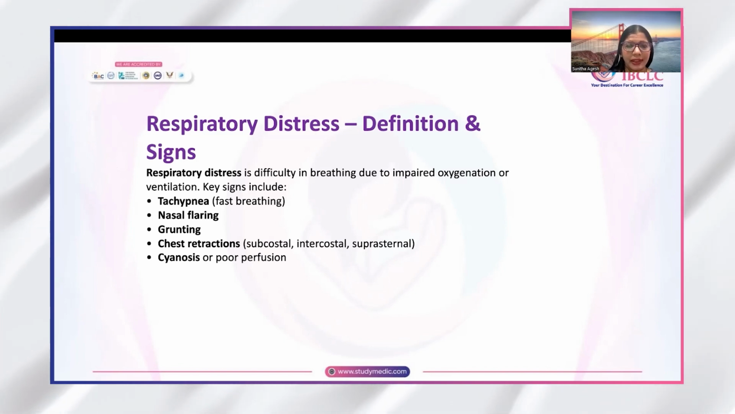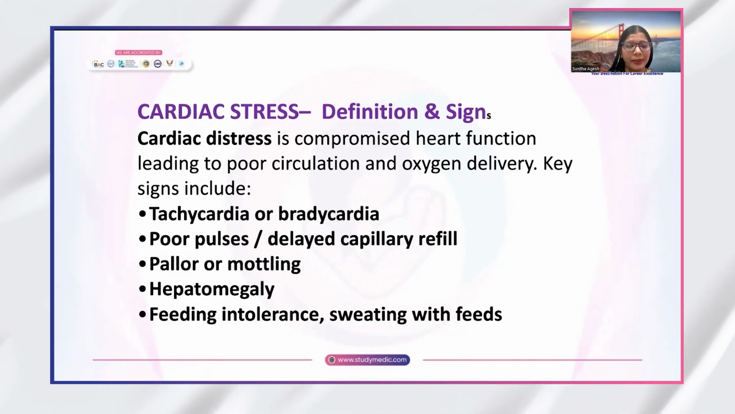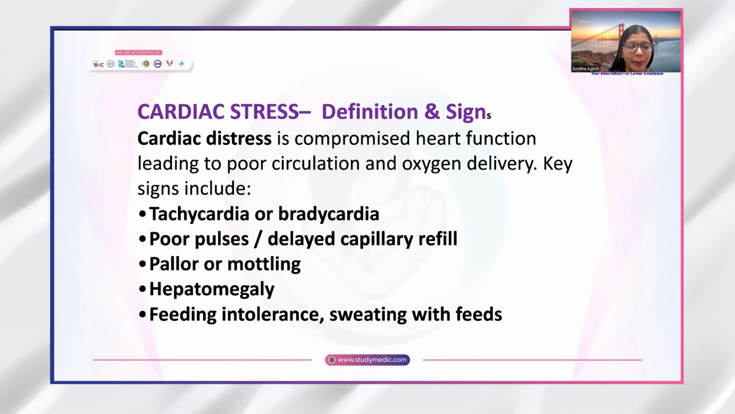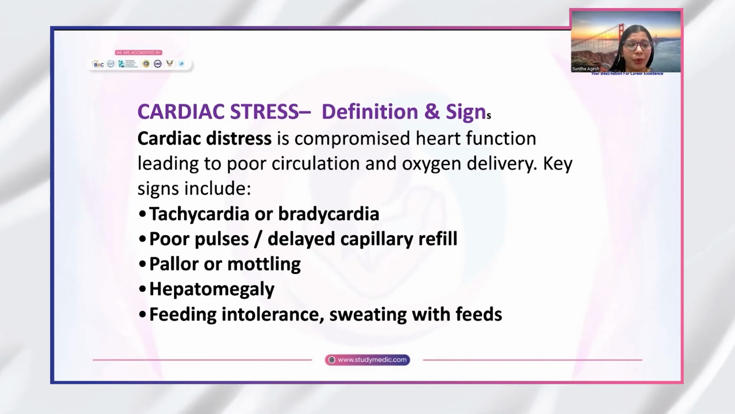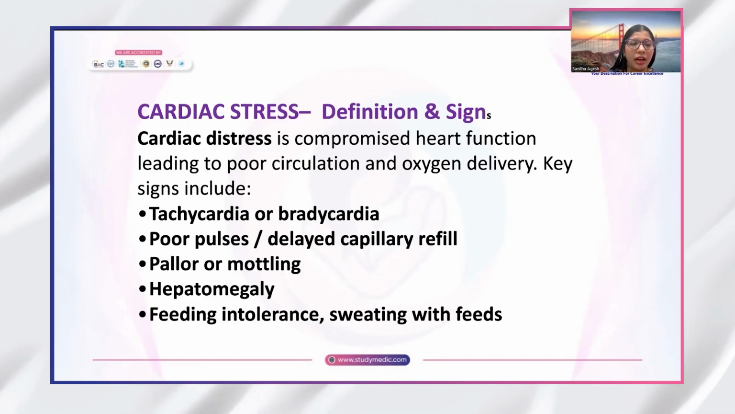Next one is cardiac stress. Here there is compromised heart function leading to poor circulation and oxygen delivery. The baby might have tachycardia or bradycardia, poor pulses, delayed capillary refill, maybe more than 2 to 3 seconds, and pallor or mottling, hepatomegaly, feeding intolerance, and sweating with feeds. Here also we can support with small and frequent feeds, and we need to check what type of cardiac condition it is, including any cyanotic spells.